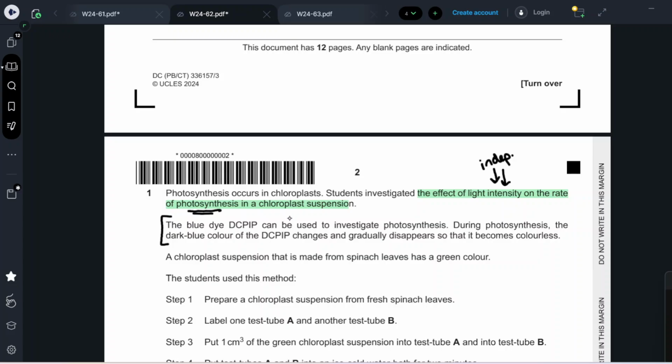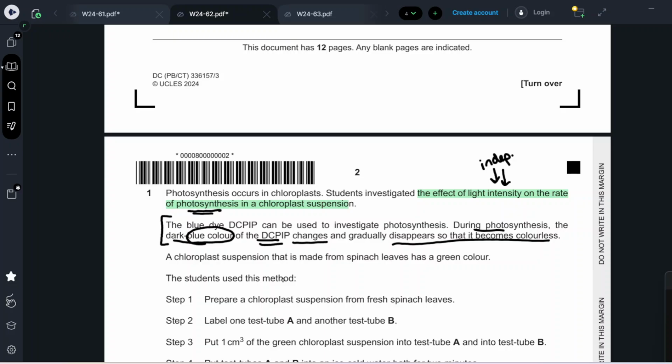Blue DCPIP. Blue DCPIP can be used to investigate photosynthesis. We took the DCPIP before as a test for vitamin C. In this experiment, he gave you something else. I can use it to measure the rate of photosynthesis. During photosynthesis, the dark blue color of the DCPIP changes and becomes colorless. So if the photosynthesis is fast, it will take less time to change colors. If the photosynthesis is slow, it will take more time.